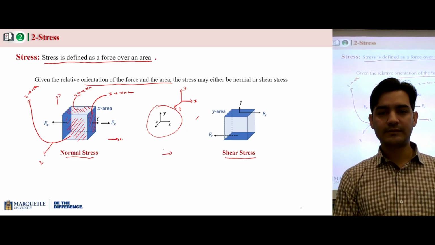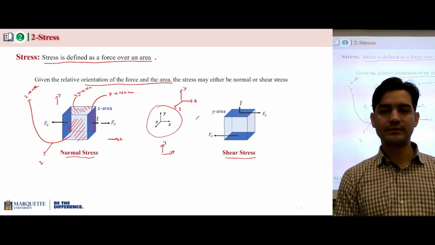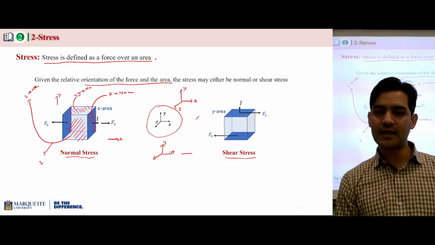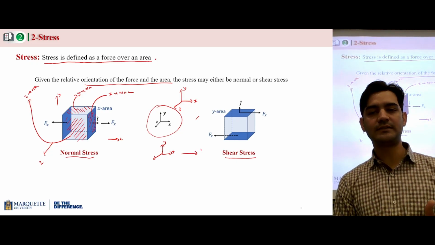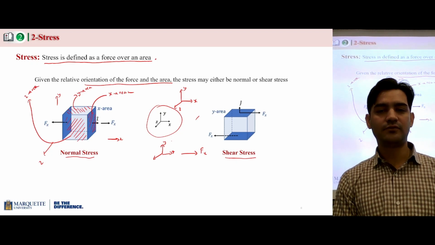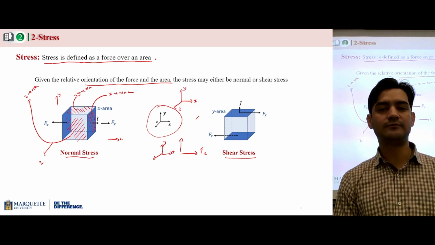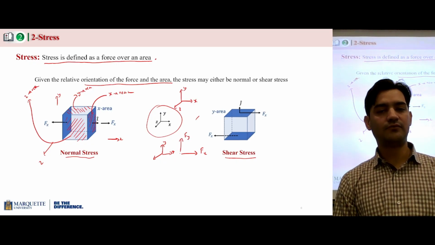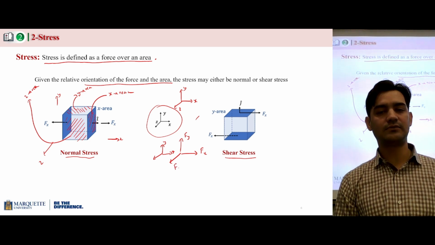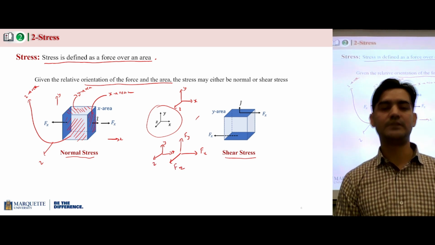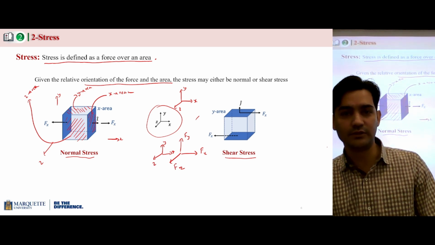And if this is the x-axis, this is the y-axis, this is the z-axis, the force which is acting along the direction of the x-axis is called f of x. The force which is acting along the y-axis is called f of y. The force which is acting along the z-axis is called f of z. Those are the conventions which we were using before as well.